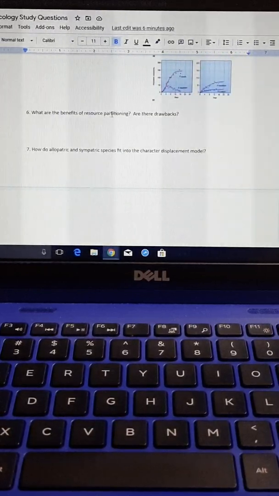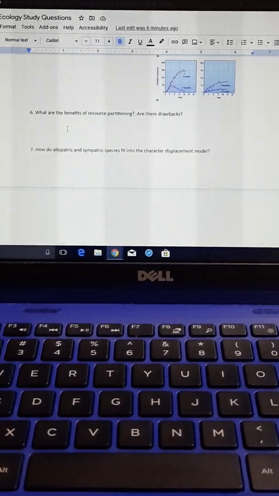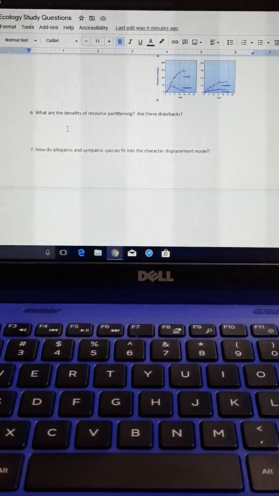The benefits of resource partitioning. Are there any drawbacks? Resource partitioning is when organisms reduce the competition for overlapping resources. An example of this would be in the notes. The warblers all use different parts of this pine tree, and they could all go on the different branches or the nooks wherever they need to go, and they're all using the same tree.